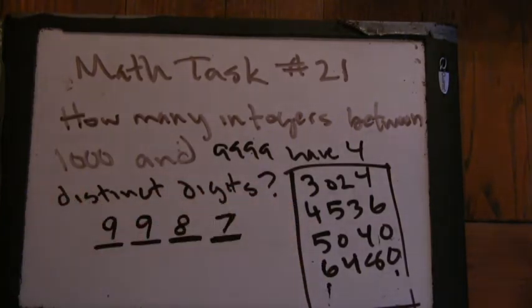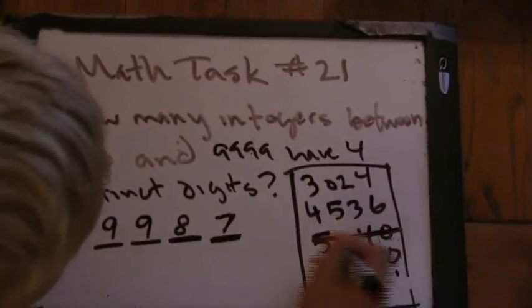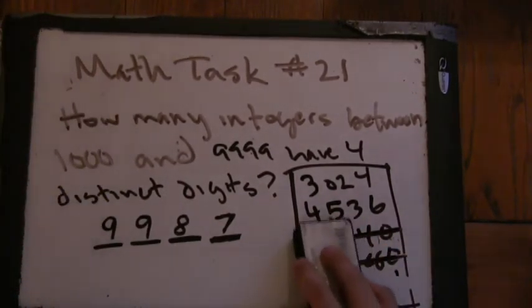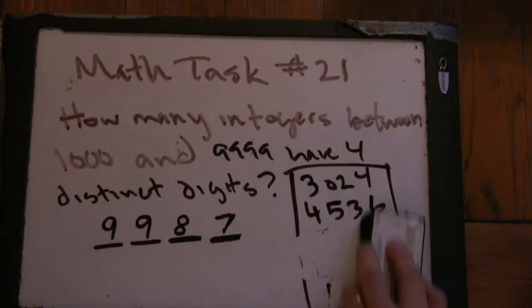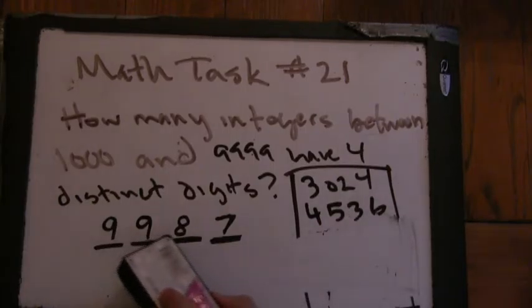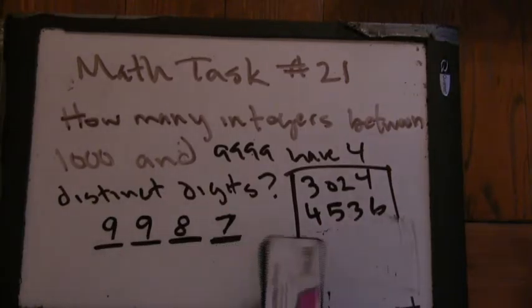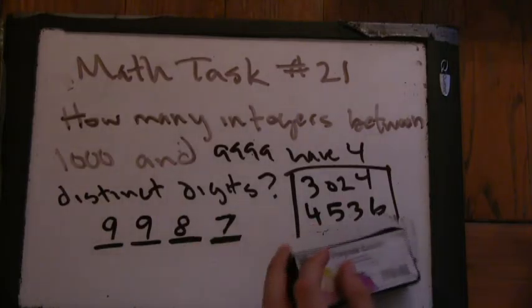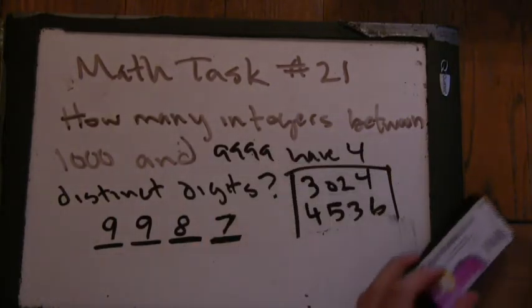But we can eliminate both of these, actually. Why? Because we don't have a 5 in here, so you can't get a 0. You can't get a 0, so those are out. So just by doing a little bit of thinking, we avoid some probably complicated multiplication. And now the question is, which one is it, 3024 or 4536?